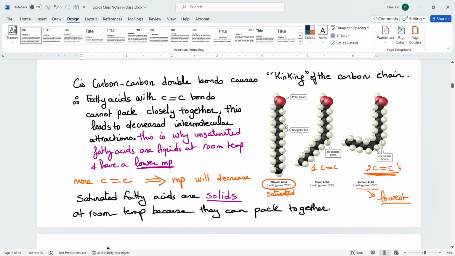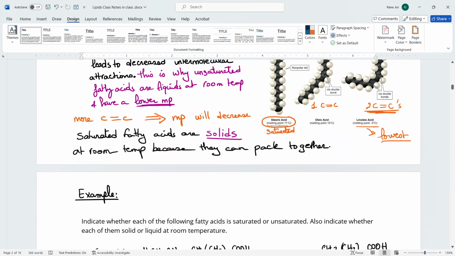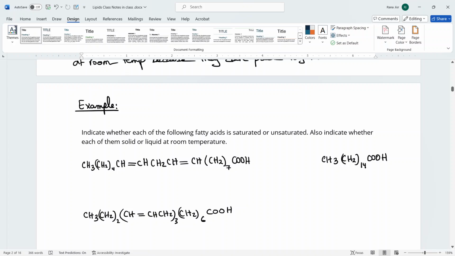Now, these two are unsaturated. Fatty acids that are saturated are solids at room temperature. They are solids because they can pack easily together. And when they pack together, the intermolecular forces between the fatty acid molecules are going to increase. Okay, so that will cause them to have a higher melting point.